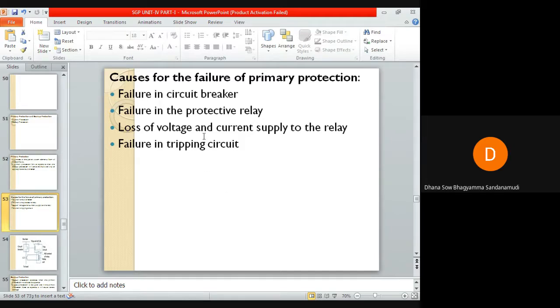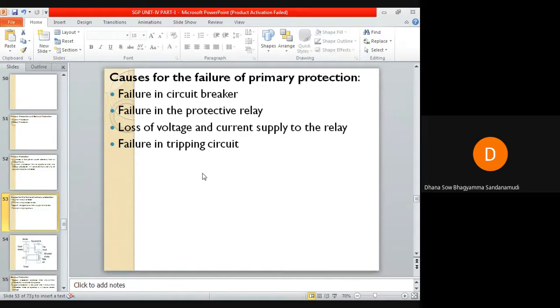Next is loss of voltage and current supply to the relay. If the protective equipment is supplied by a DC battery bank, and there is a fault in the DC battery bank itself, then the relay cannot be energized. If the relay is not energized, then it cannot generate the trip command to operate the circuit breaker. That is known as loss of voltage and current supply to the relay.